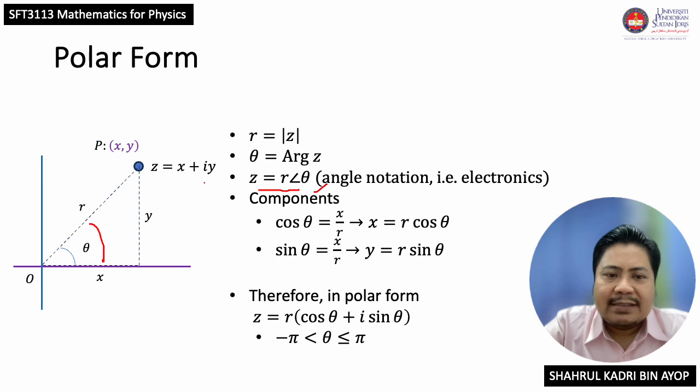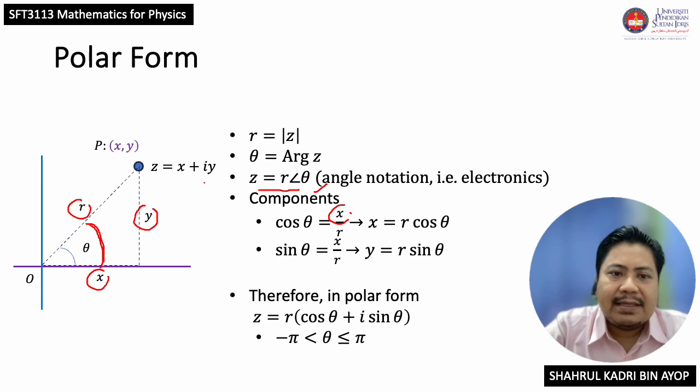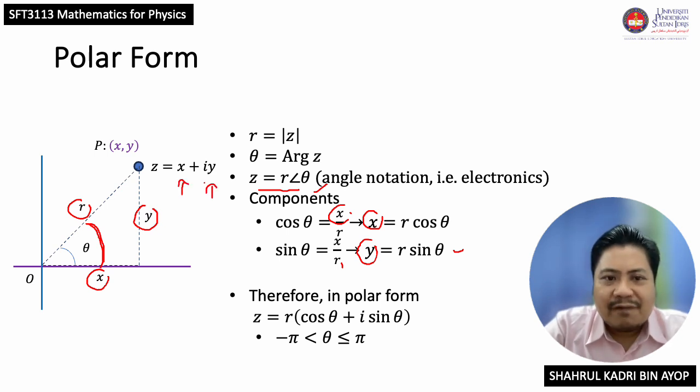From the triangle, you can immediately recognize that cos theta equals x divided by r, and you can rearrange so that you have x equal to r cos theta. For sine theta, you have the opposite side divided by the hypotenuse, so you can rearrange to get y equal to r sine theta. Now you can substitute these two into the original standard form. Therefore, in polar form, r multiplied by cos theta is x, and r multiplied by sine theta is y. So this is the polar form of a complex number.